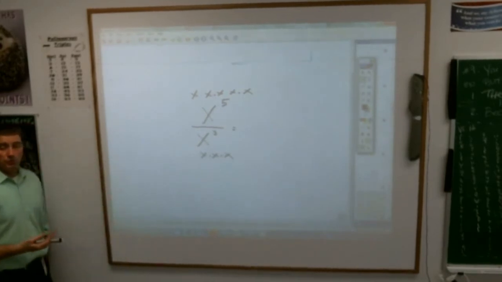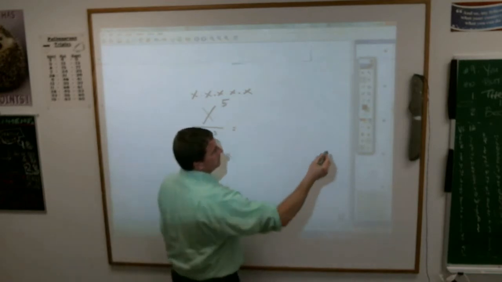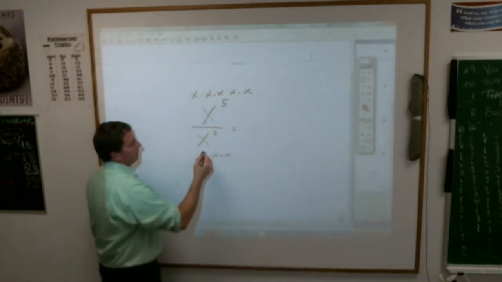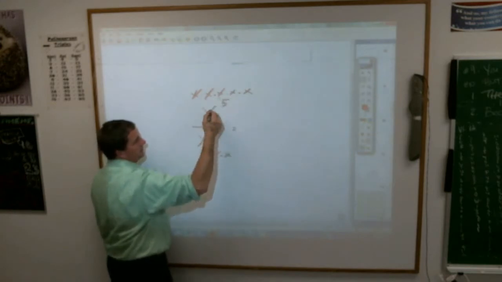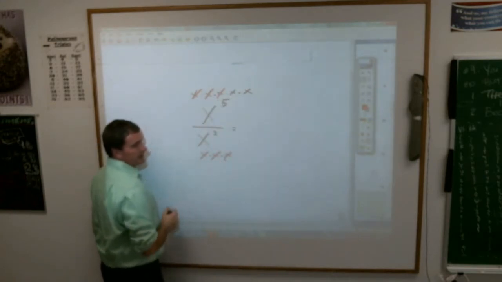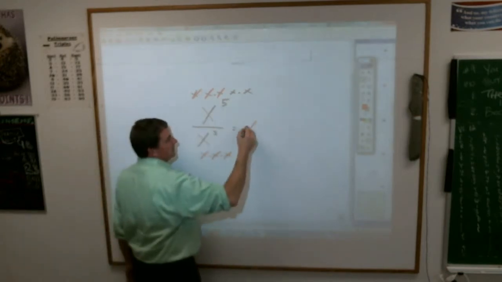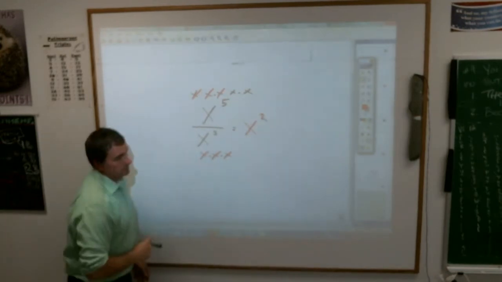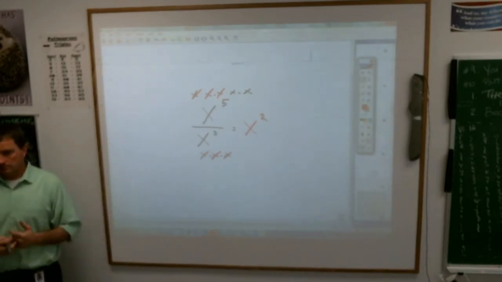What can you do when you have the same thing on top as the same thing on the bottom? You can cross off 1 for 1. This 1x will cross off with that 1x, second x with the second x, third x with the third x. And the answer I'm left with on top is 2 x's times themselves, which is x to the 2nd power, x squared. So what do you think the law of exponents says when you divide?